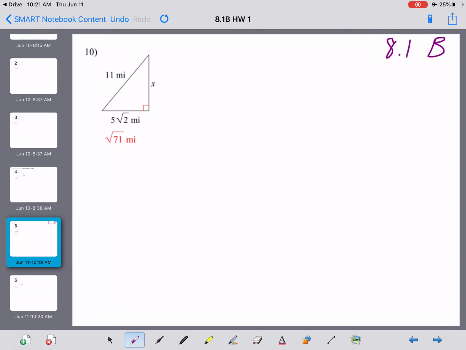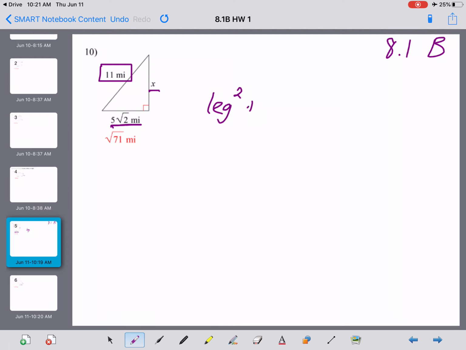Okay, so what are we given here? We have a right triangle and two sides have been given. 11 miles, that's a big triangle, is your hypotenuse. 5 root 2 miles is one of your legs. X is the other leg. So, anytime you're given a right triangle and you know the lengths of two sides and you want to come up with the third, Pythagorean theorem is what we are going to use.